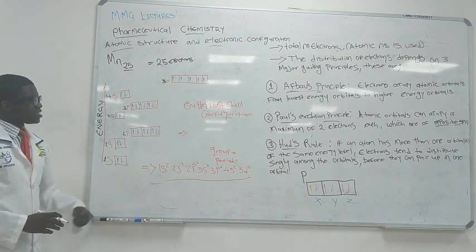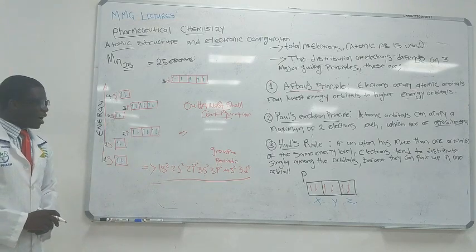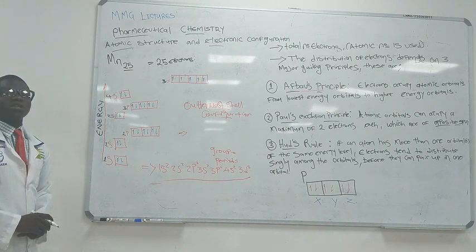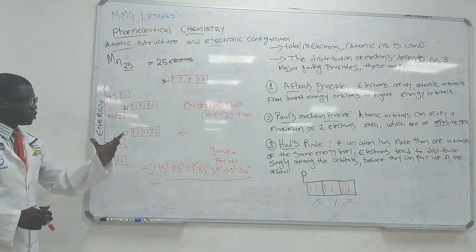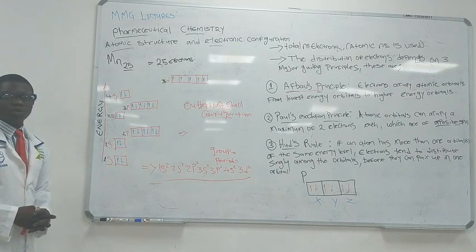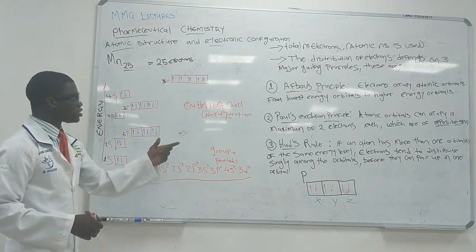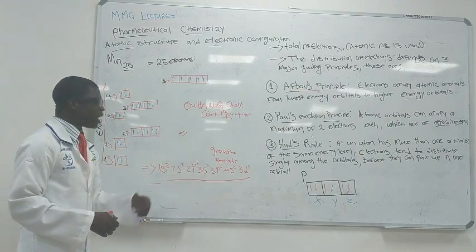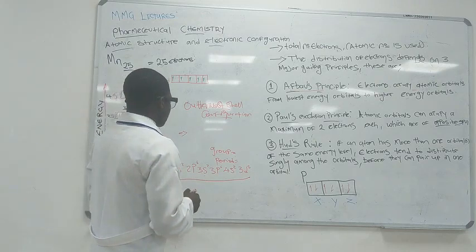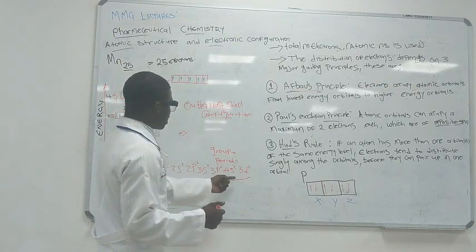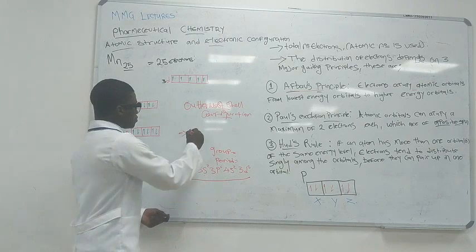So from this now, we are able to deduce the outermost shell configuration. The outermost shell configuration will give us information that will show us the group and the period where this atom belongs. So let's identify the outermost shell configuration from this electronic configuration. So the outermost shell configuration will be the highest energy, which is the 4s2.